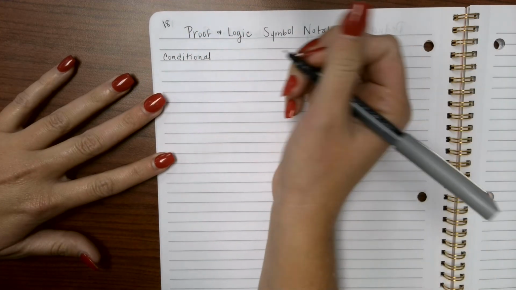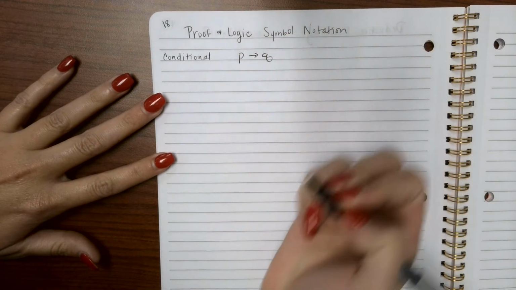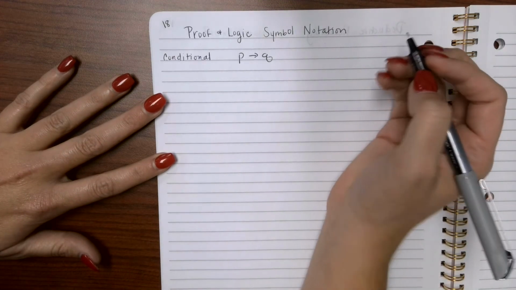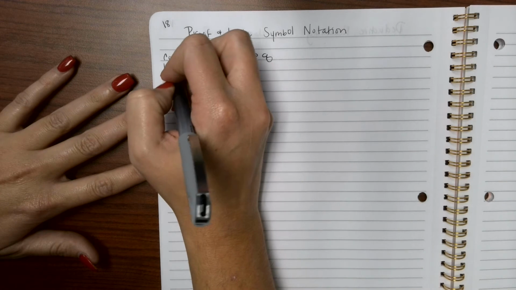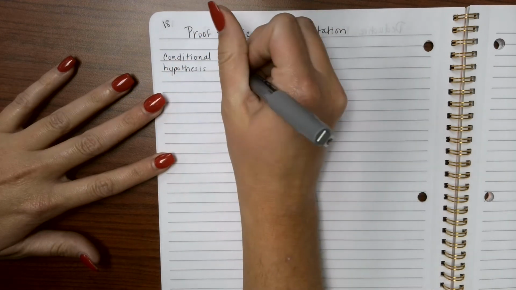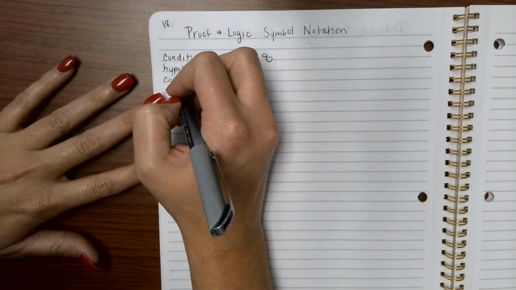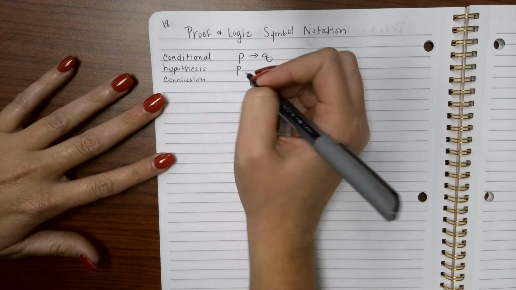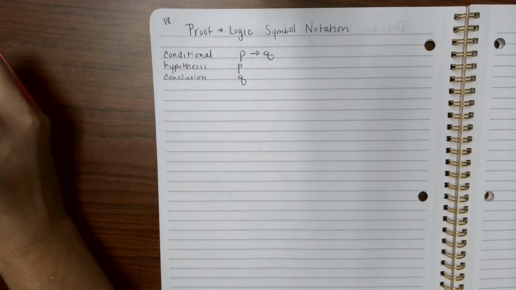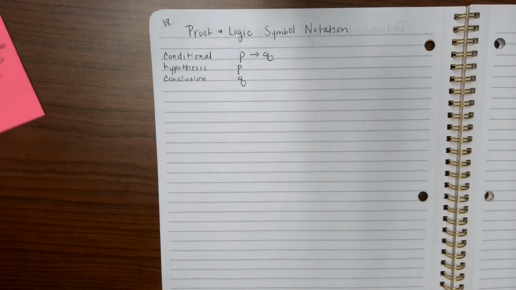A conditional, the symbol for that is P, arrow, Q, which means if P, then Q. The next one is a hypothesis. The hypothesis is always the P, which means the conclusion is always Q.